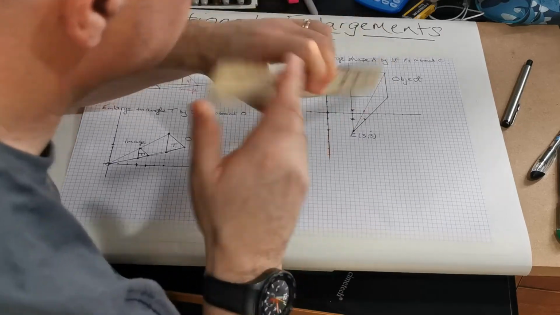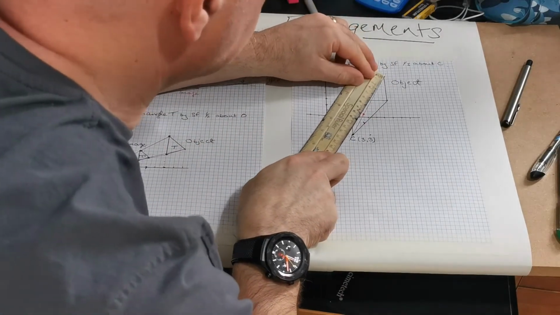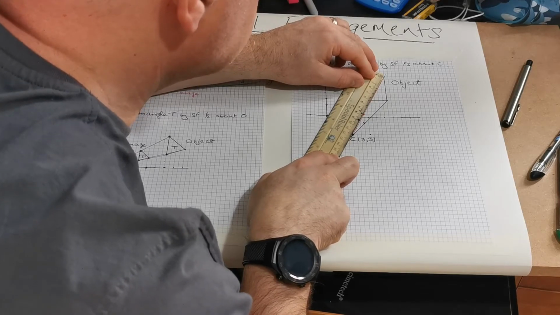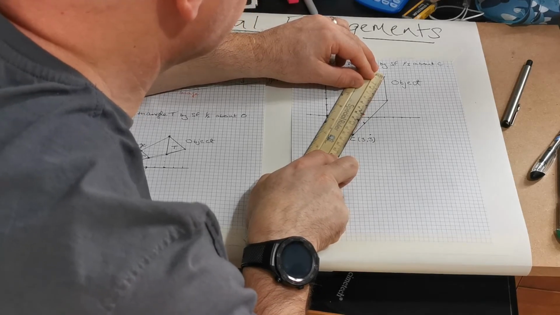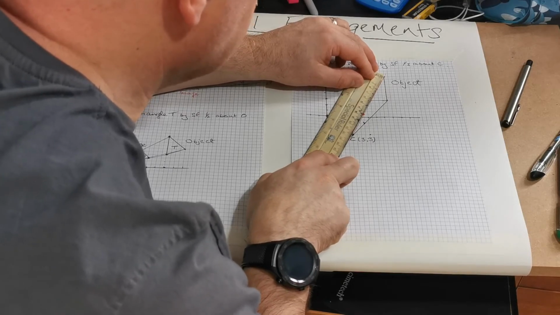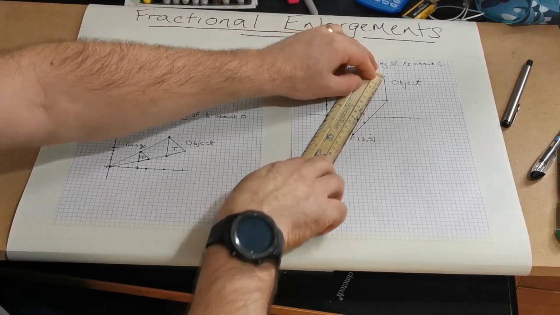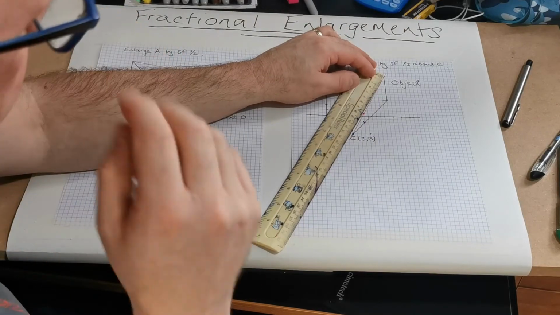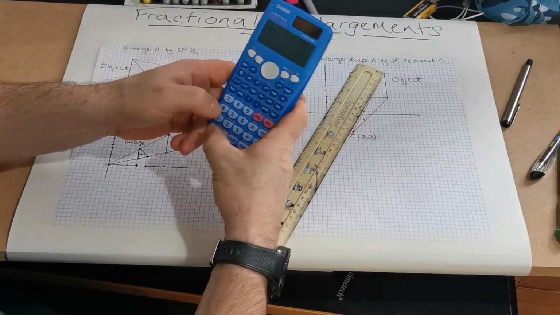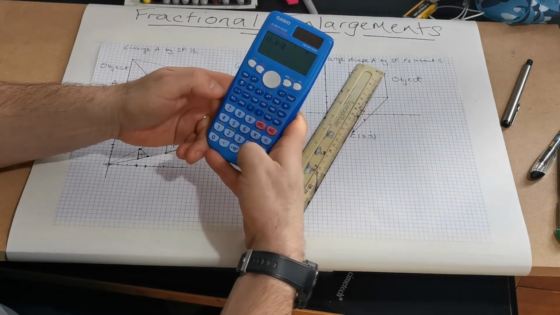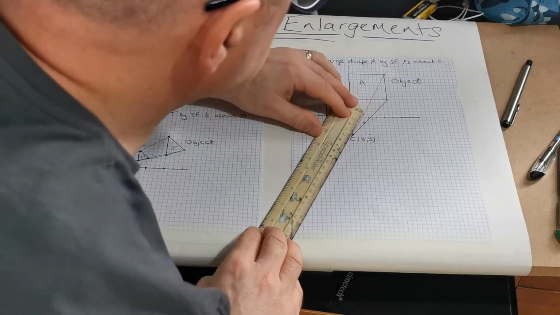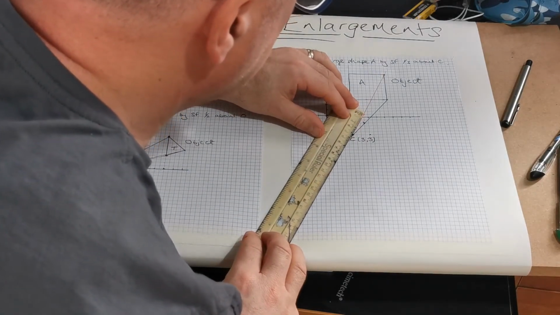I could have said, okay, this distance from there to there is 12, so I need to divide that by, it's not 12, it's about 11.4, and I need to divide that by 3. So what's 11.4 divided by 3? It's 3.8. So this distance here should be 3.8, and it is actually.